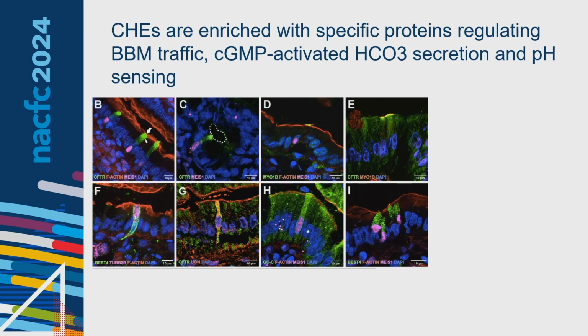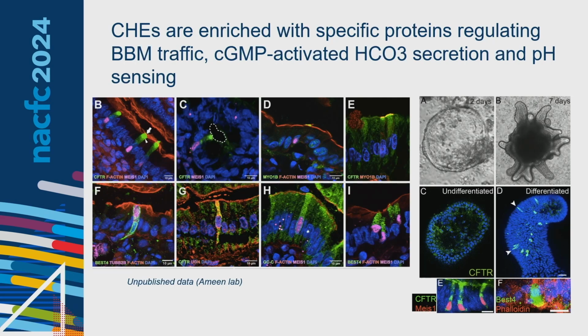So because these cells are absent in the mice, we developed a rat intestinal organoid model to be able to study these cells, in collaboration with the Sumigray lab. And as you can see in the differentiated organoids, several of these cells can be observed, but not in the undifferentiated organoids. And they can be marked by CFTR, MICE1 and bestrophin 4. So we do have a model to study the cells now.